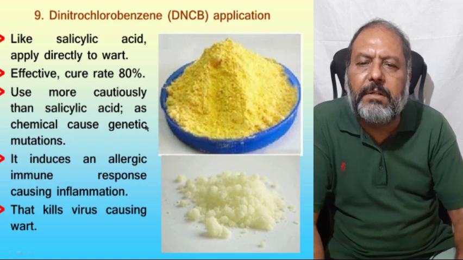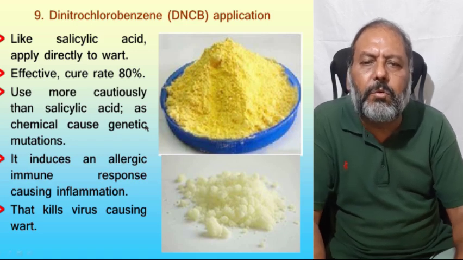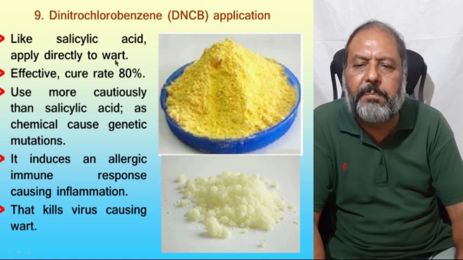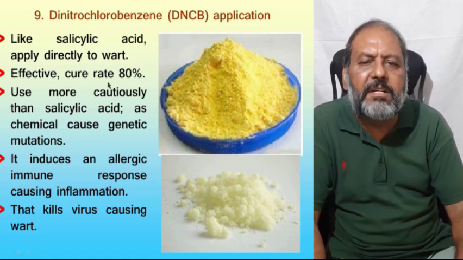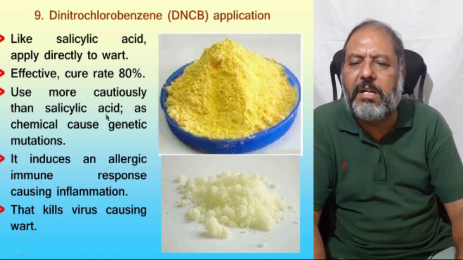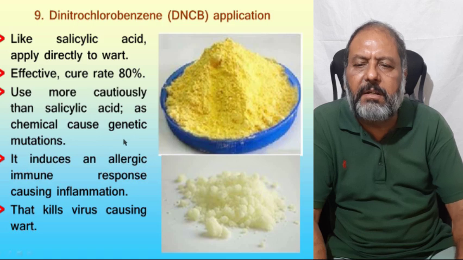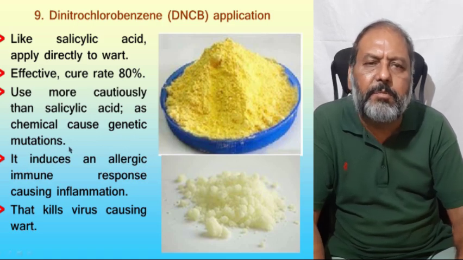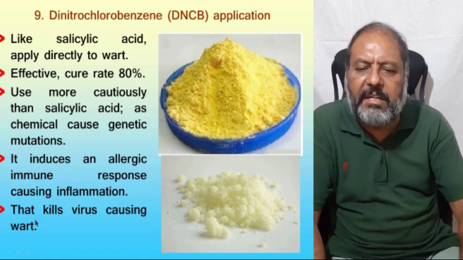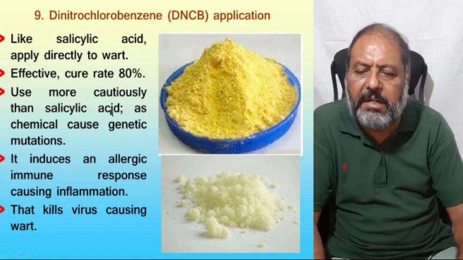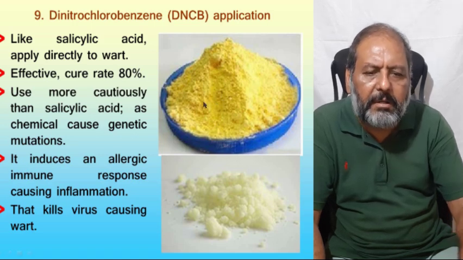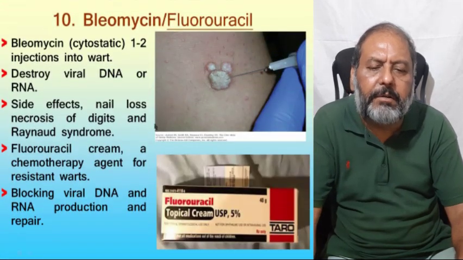Number 9 is dinitrochlorobenzene, DNCB application, like salicylic acid applied directly to the wart. It is very effective. Cure rate is about 80%. Use more cautiously than salicylic acid, as the chemical can cause genetic mutations in the body. It induces an allergic immune response, causing inflammation that kills the virus causing the wart. And here is that DNCB powder, which can be applied on the wart.